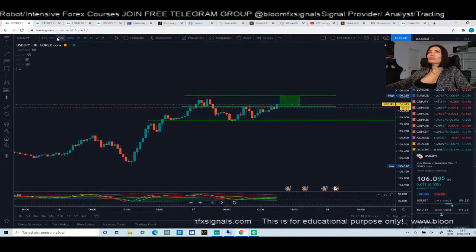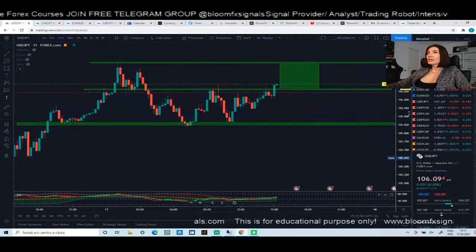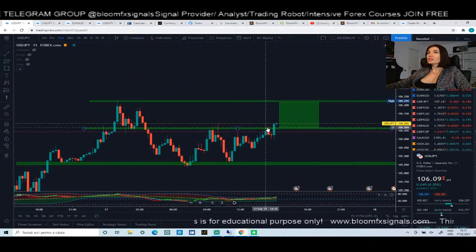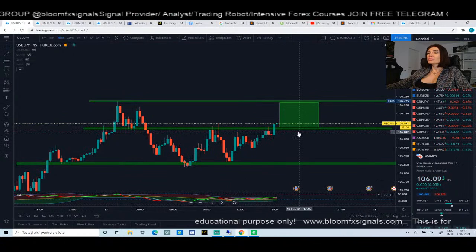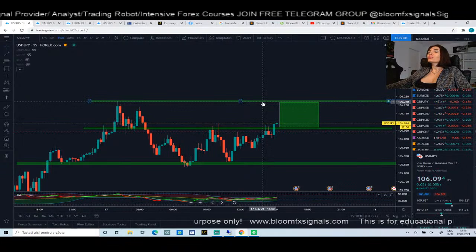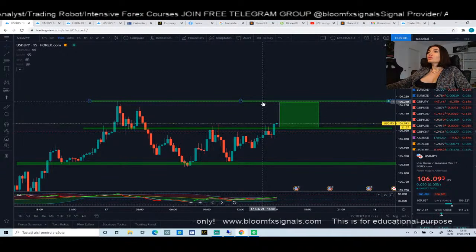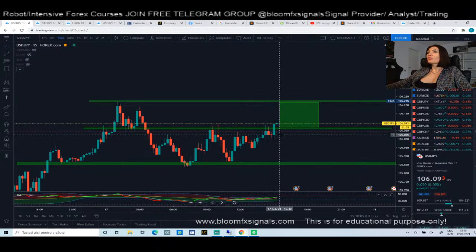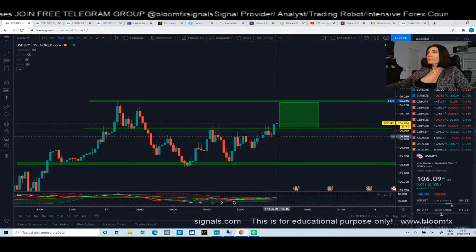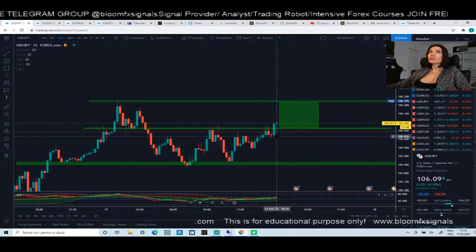Let me go on the 15. Because on the 15-minute this candle closed above this area, it gives me the direction that the price may continue to go up to 106.220, where it could be your take profit, and your stop loss should be around here, for those that are trying to play USDJPY.